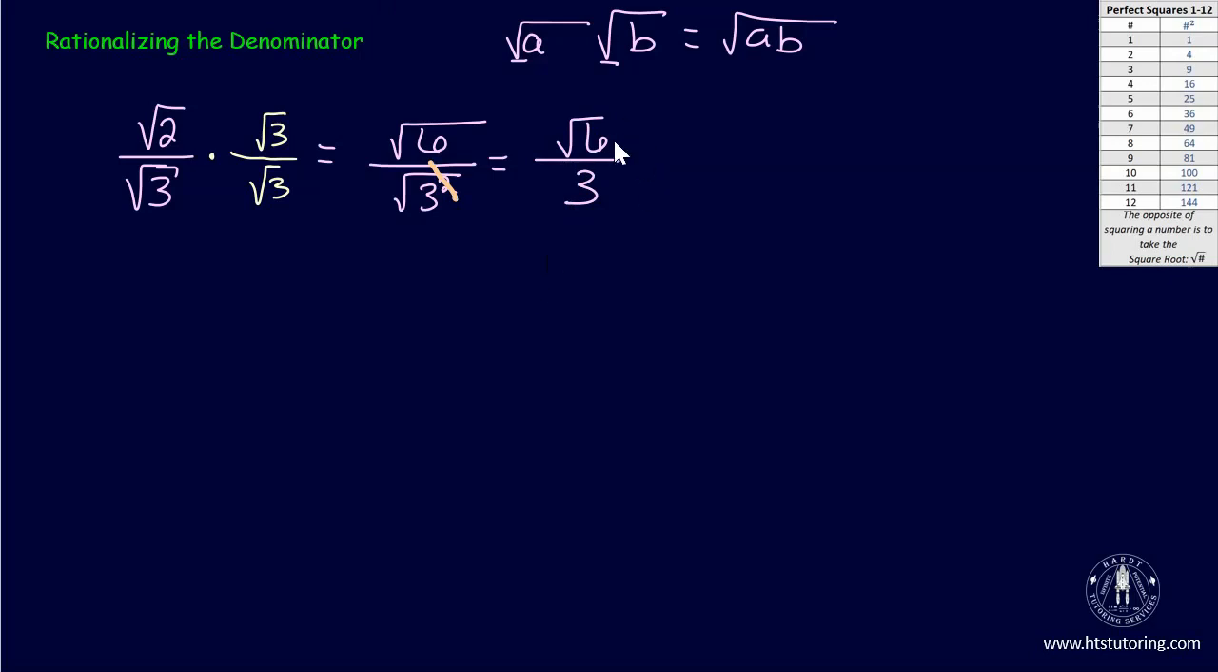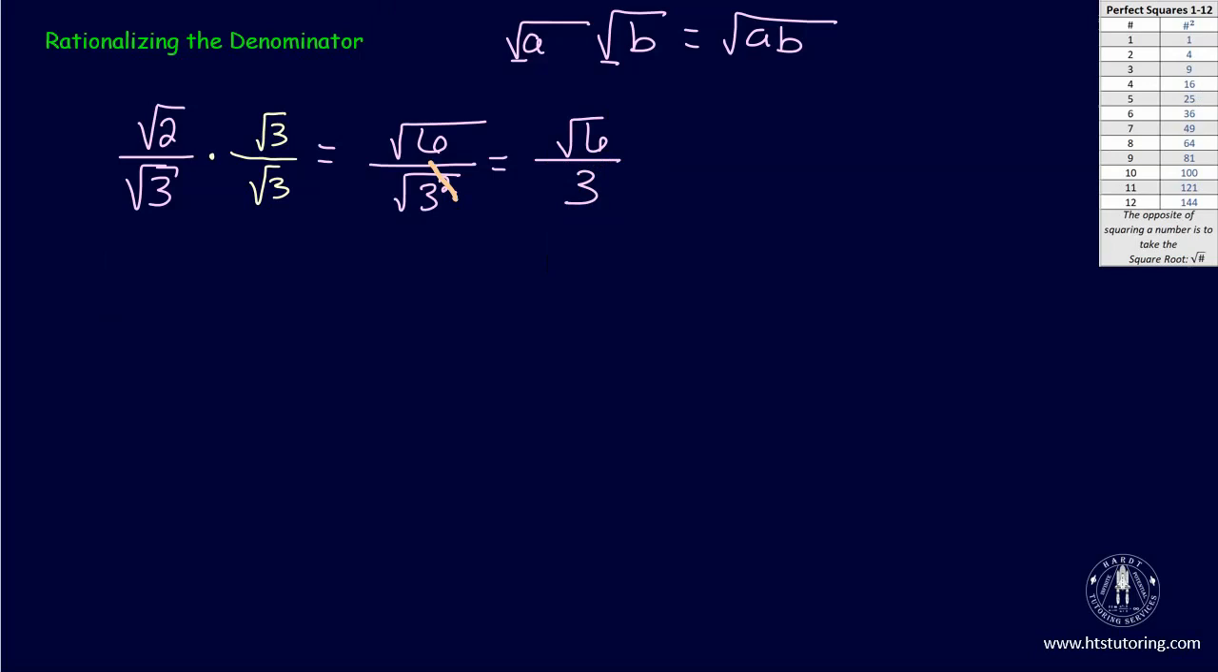Now I always have to ask myself, can I simplify the square root up in the top? Can I simplify that any further? Square root of 6. And I'm going to think about it, and no. There's no perfect square that goes into 6. So square root of 6 is completely simplified. So you have square root of 6 over 3.